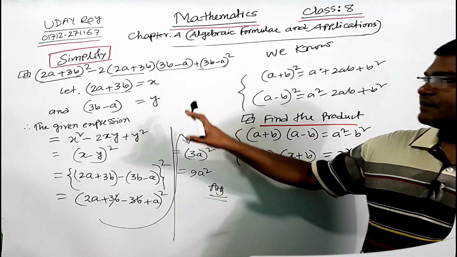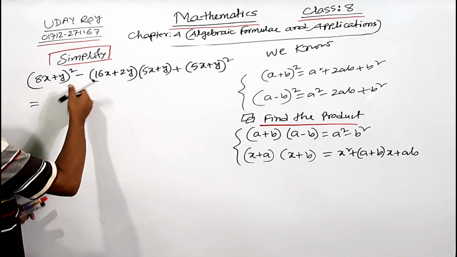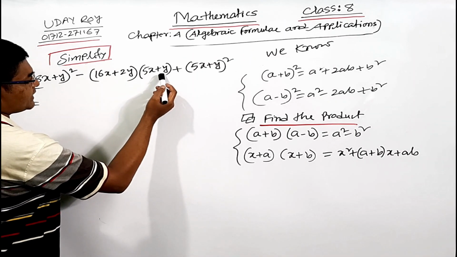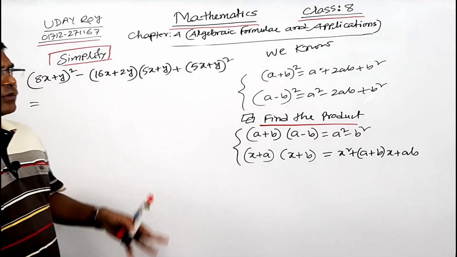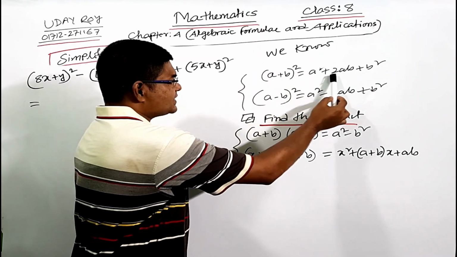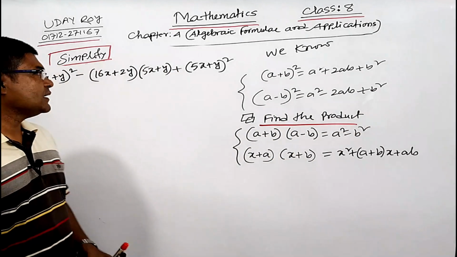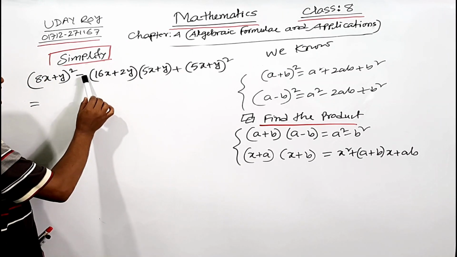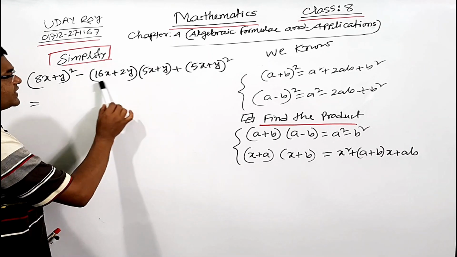So this math is done. Here is (8x plus y) whole square minus 16 times (8x plus y) into (5x plus y) plus (5x plus y) whole square. We all know the rules: a square plus 2ab plus b square and a square minus 2ab plus b square. But here the 2 is absent. You have to find out where the 2 is.